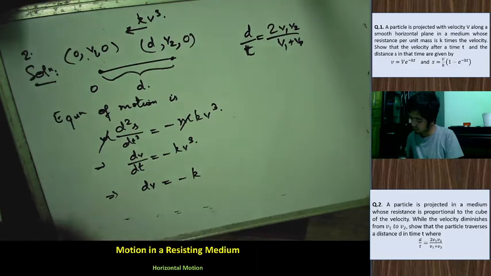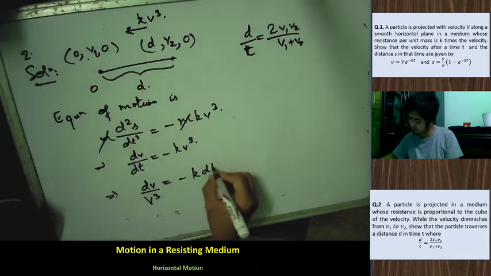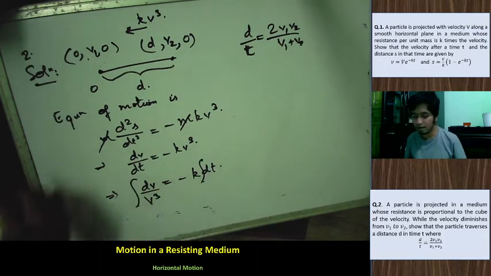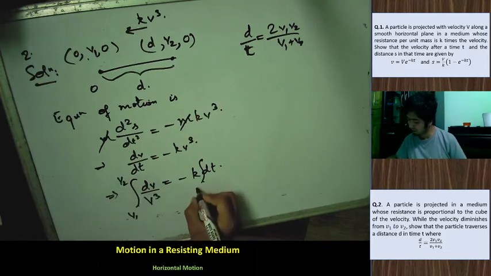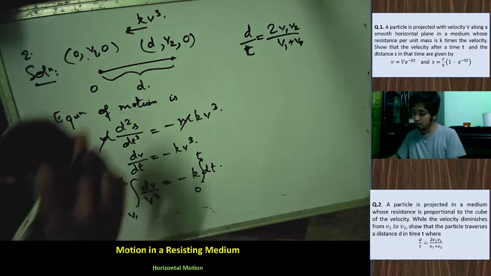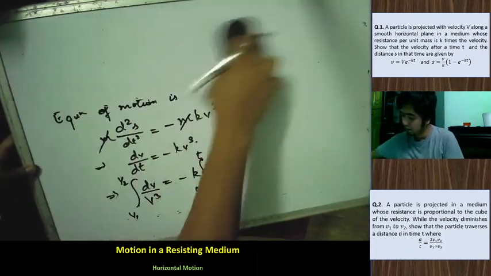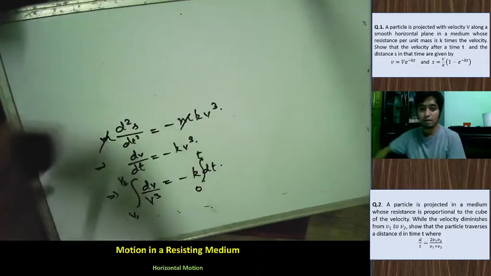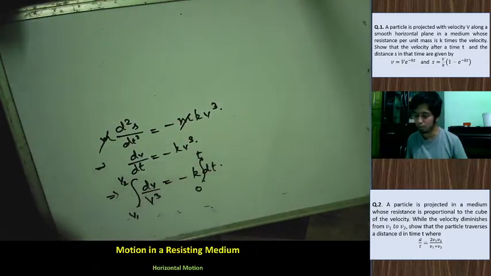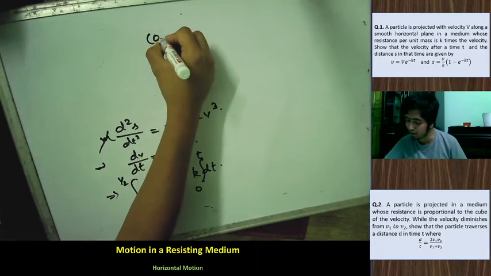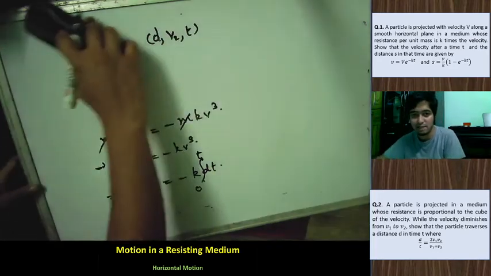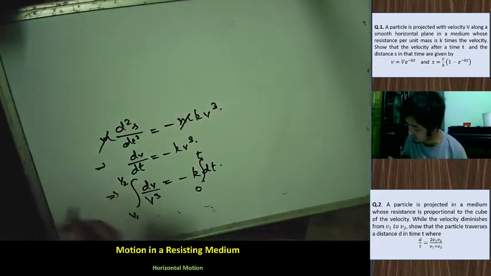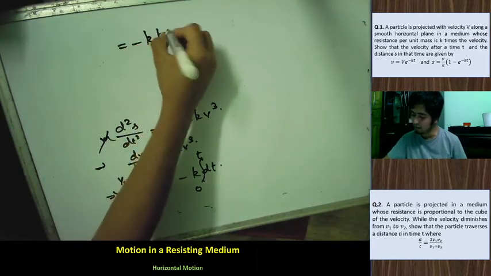Sorry, dv over v cube. Integrate. The limits for the velocity is from v1 to v2, and the limits for the time is from 0 to d. I think I actually made a mistake for the point P. The distance is d, velocity is v2, and the time is d. I made some mistake, just make some corrections. Minus kt.